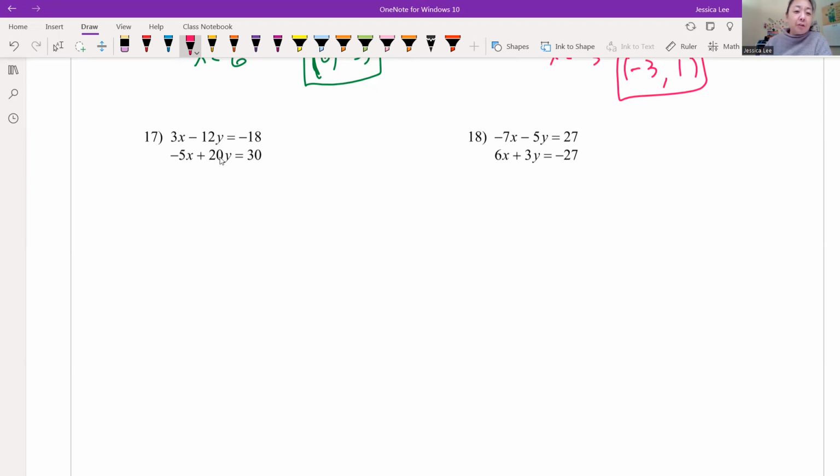Notice right here, 12 doesn't go into 25, 3 doesn't go into 5. We're going to have to multiply both equations. I'm going to use the smaller numbers just because then I don't have to multiply by such big numbers. 3 and 5 both go into 15. This is where knowing your multiplication tables really helps.